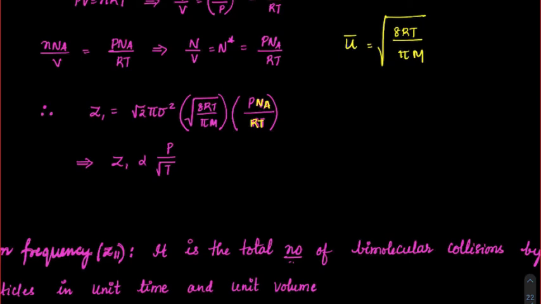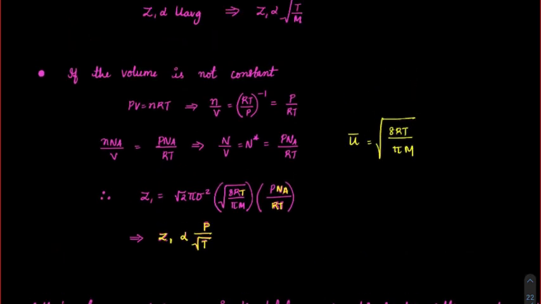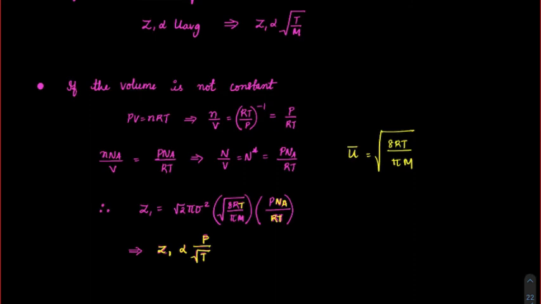So you can see now it is dependent on temperature. Got it? If I consider one particular gas, as the volume keeps changing, how does the collision number depend? Collision number is proportional to pressure, and it is inversely proportional to root of temperature. This is how the dependency comes when the volume is changing. Any doubt so far, guys? What is collision number? Is it clear now?